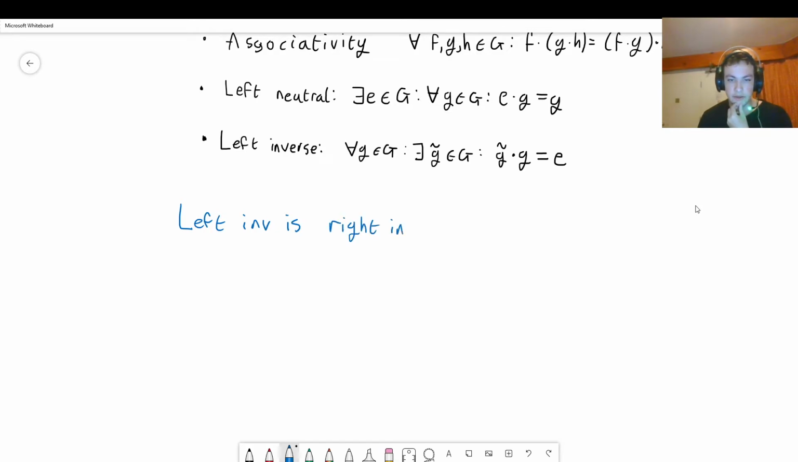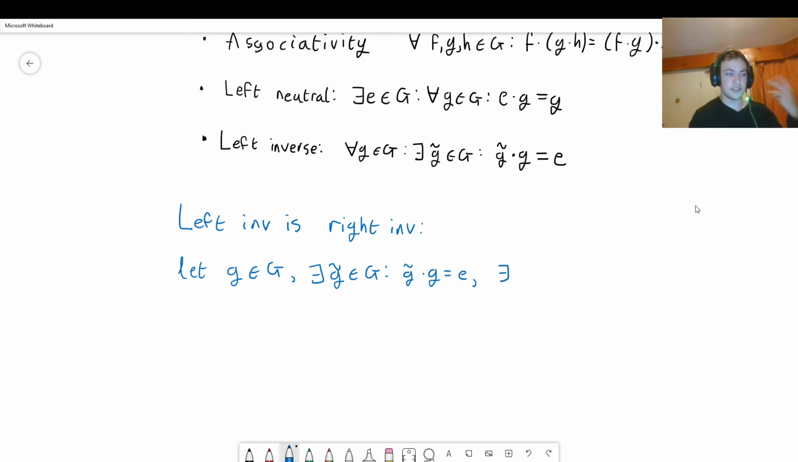Okay, so if we let g in G, then there is a g twiddle in G such that g twiddle dot g is e, but then because g twiddle is in G, there must be a g dash in G such that g dash inverts g twiddle, because obviously that's just one of our axioms, that's something that we've said is true, okay.